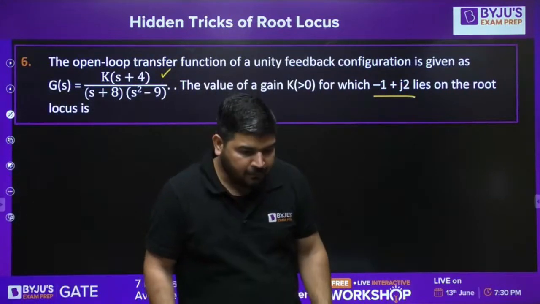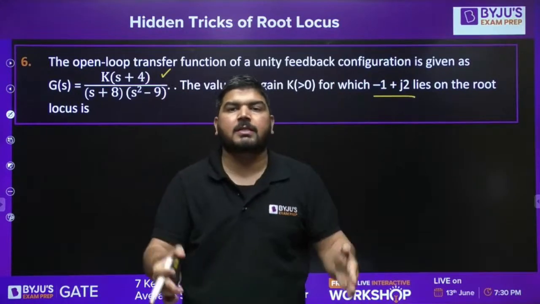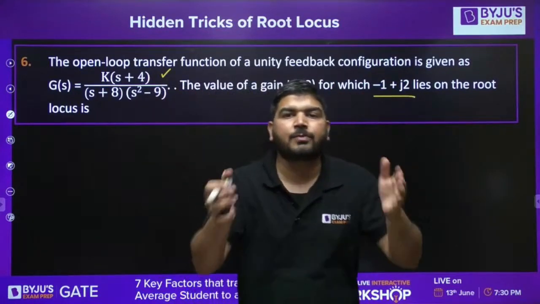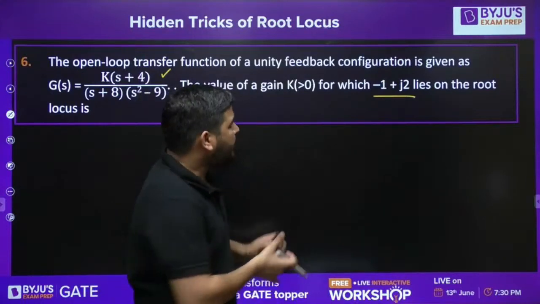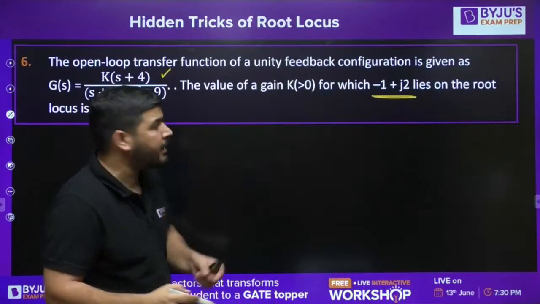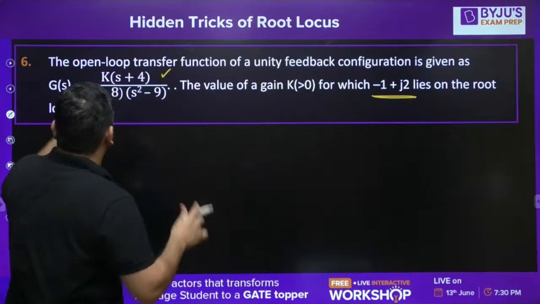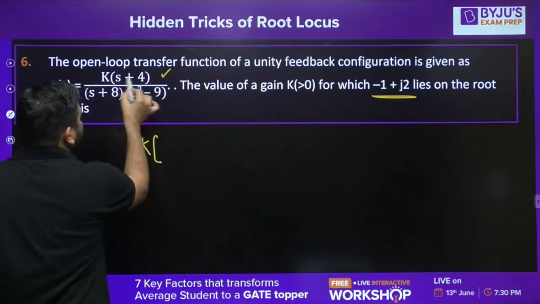If some point lies on the root locus, at that point the magnitude of G(s)H(s) has to be 1 and the phase of G(s)H(s) has to be plus minus 180. These are the Evans conditions. So, if this point lies on the root locus, then at this point the phase has to be 180 and the magnitude has to be 1. So, let's calculate the magnitude. To calculate the magnitude, in place of s, you put this value.